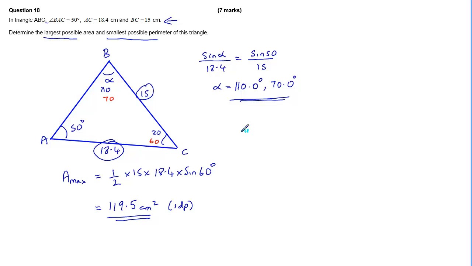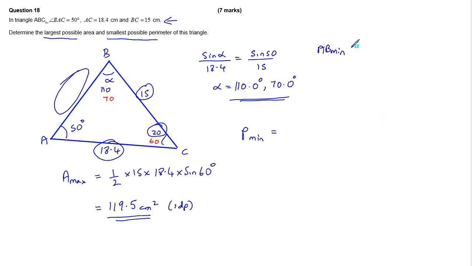Okay, so the perimeter min. Well, we want this length if we're going to work out the perimeter, and it should be fairly clear that if we use 20 degrees here, this length is going to be shorter than it is if we use 60. So what are we going to need to work that out? We're going to need either to use the sine rule again or use the cosine rule. Let's work it out first. Let's go AB min.